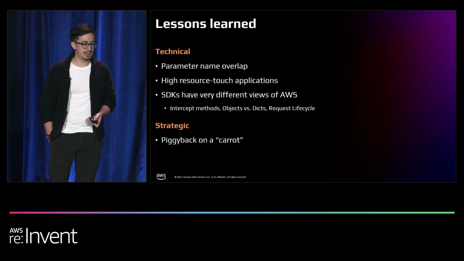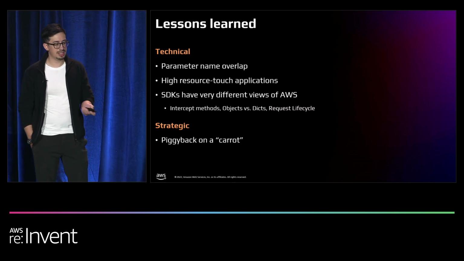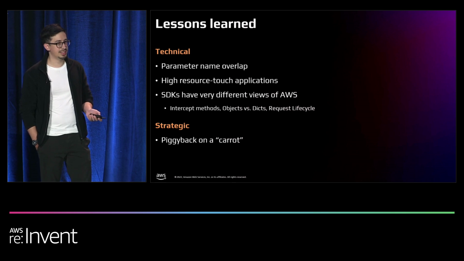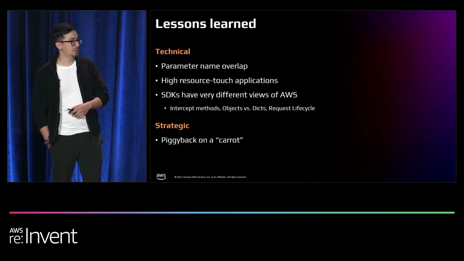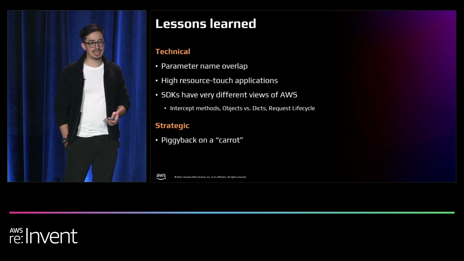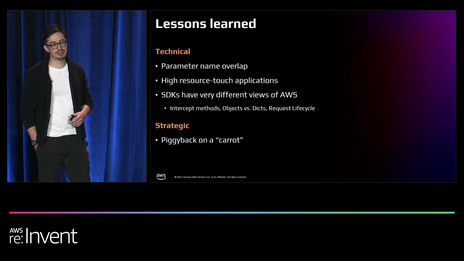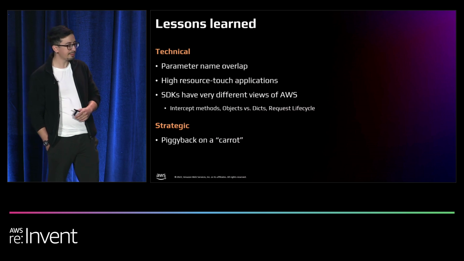Some lessons learned. On the technical side, there's a lot of parameter name overlap between services. A KMS key is very different than an S3 key. And when we are parsing all of these requests and we are treating every API call exactly the same, there's quite a bit of cleanup that we have to do in order to understand exactly what we're seeing and the exact resources that something is interacting with.